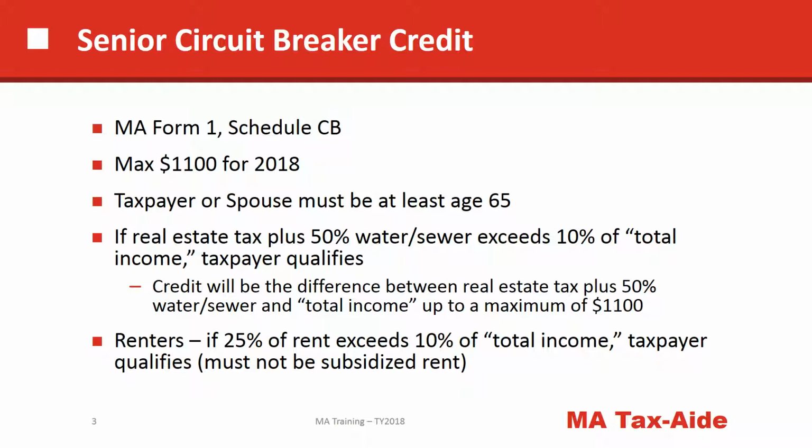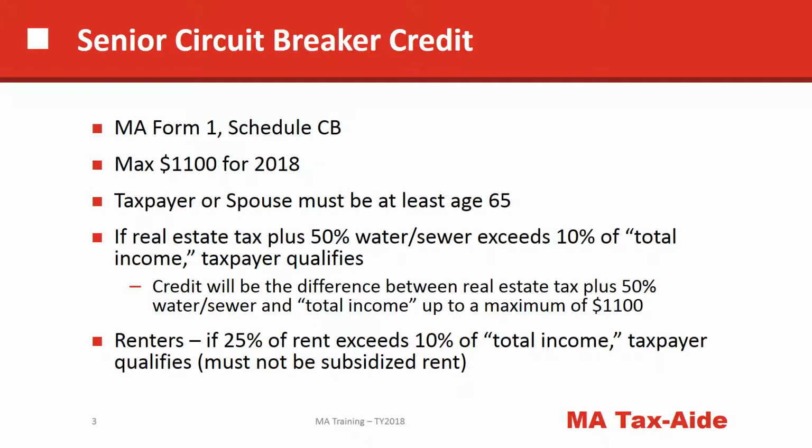And the way they qualify for it is if the real estate tax plus 50% of their water and sewer exceeds 10% of total income, then the taxpayer will qualify. Now the credit will be the difference between the real estate tax plus 50% of the water and sewer, and 10% of total income, up to a maximum of $1,100. So if they're very close to the 10%, you may find that it's a reduced circuit breaker.